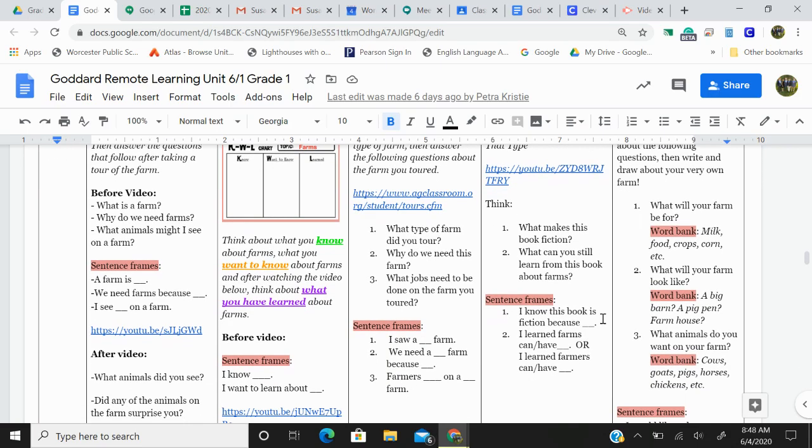And here are some sentence frames to use. 1. I know this book is fiction because blank. 2. I learned farms can have blank. Or I learned farmers can have blank.